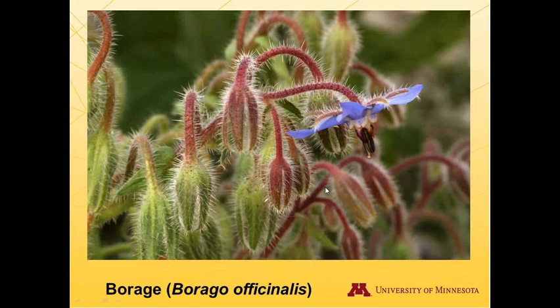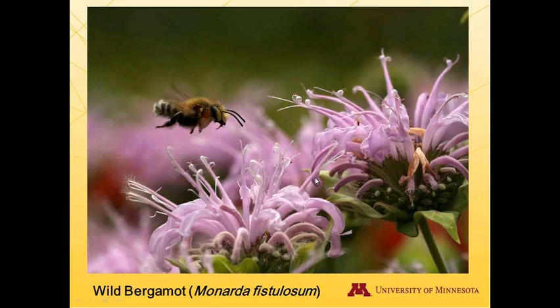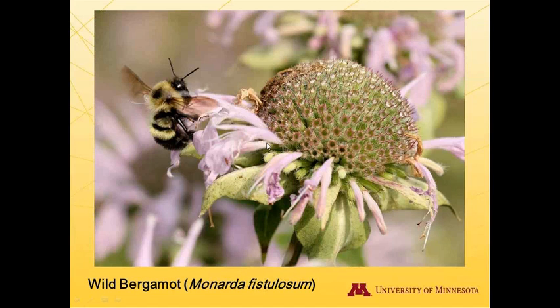Borage is a good plant for bees. The honeybees like it. I think it's a pretty cool looking plant just on its own. Here's a honeybee working it. Here's a bumblebee working it. Wild bergamot monarda is an awesome bee plant, and here's a male leafcutter bee working in here. I'll show you why you can say it's a male.